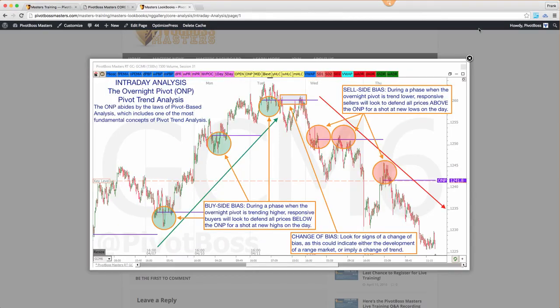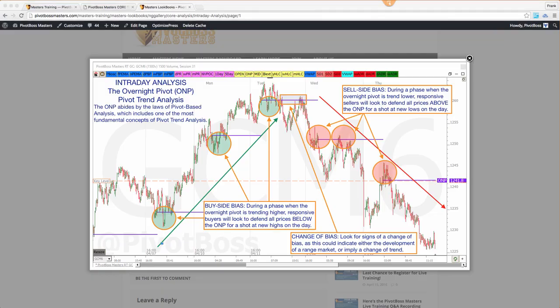So here is the overnight pivot with regards to pivot trend analysis. The overnight pivot, as with all of our pivot-based key levels, abides by the laws of the pivot-based analysis. Remember, our pivot-based analysis is pivot width analysis, pivot trend analysis, value relationships. All of those various forms of pivot-based analysis can be used with any one of these key levels.